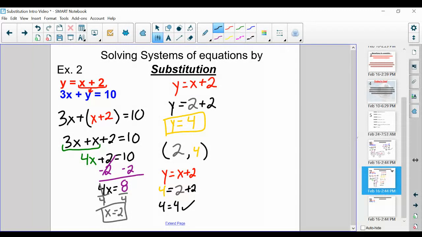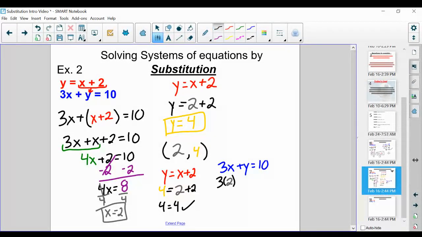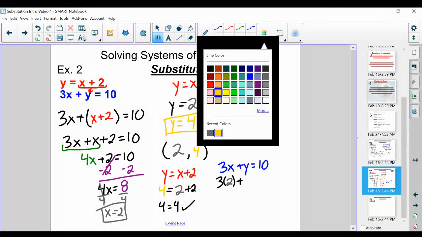Awesome. But now we need to double check the blue equation because we have a system. Just like we saw on the do now, one coordinate point could work for one equation, but doesn't always work for both. So we have to double check and make sure it does work for both. We have 3x plus y is equal to 10. We're going to substitute in our x and y values. Well, our x value is 2 plus our y value, which is 4.